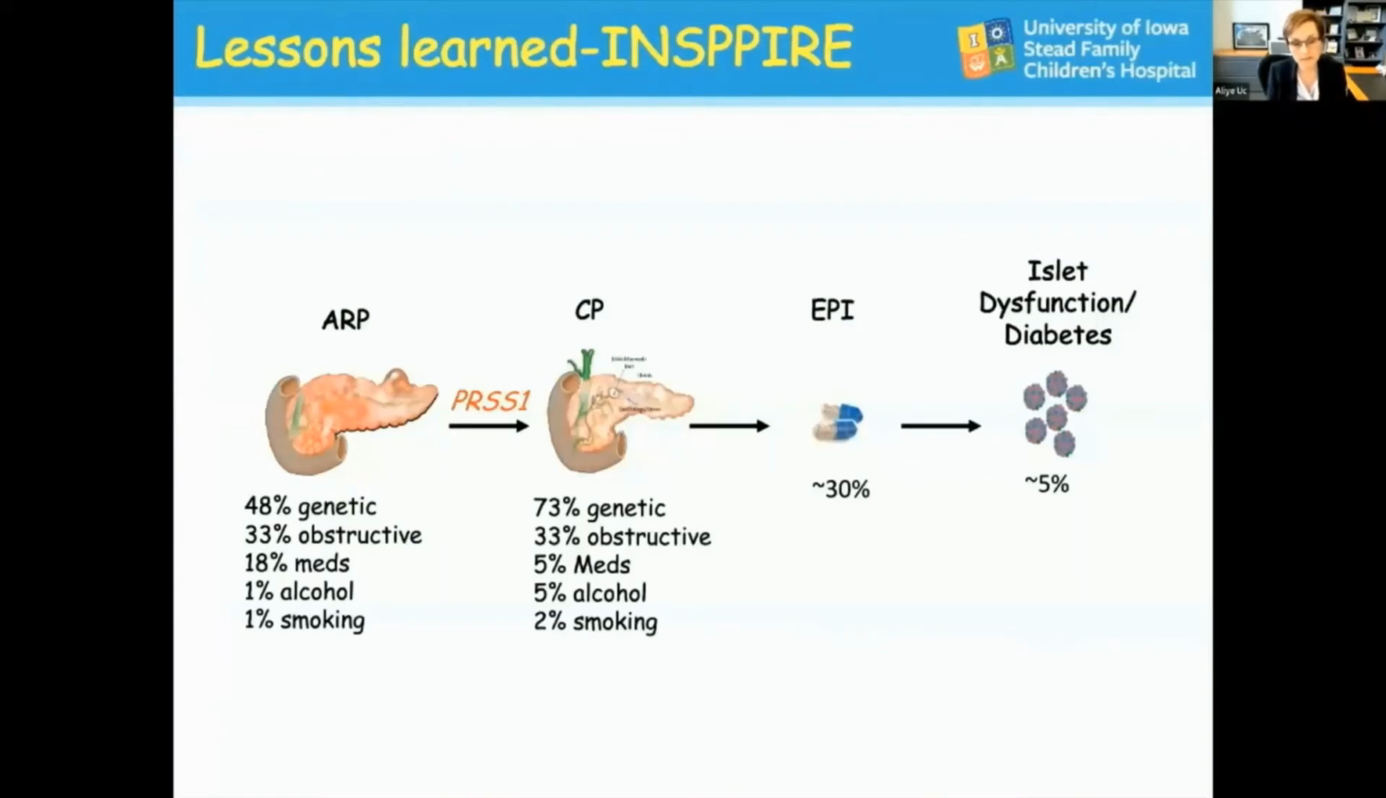One genetic factor, the PRSS1 or cationic trypsinogen gene that we found is important in the rapid transition from acute recurrent to chronic pancreatitis and is associated with chronic pancreatitis. And then there's a percentage of the cohorts that manifest exocrine pancreatic insufficiency and islet dysfunction or diabetes, but those numbers, I think, will change as we understand the cohort better.